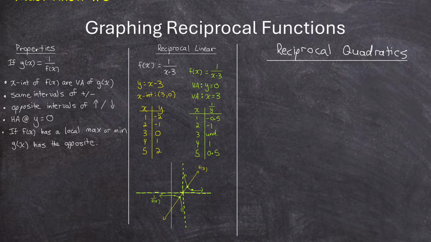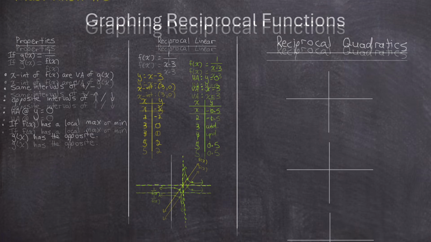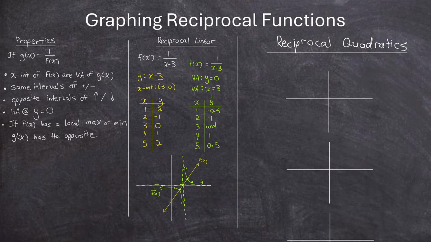Instead of giving you equations and coming up with tables of values and sketching them very accurately, let's just use these properties to figure out what the graphs of reciprocal quadratics could look like. Well, remember, quadratic functions can have either 0, 1, or 2 x-intercepts, and that's what's going to cause the different shapes for the reciprocal functions.